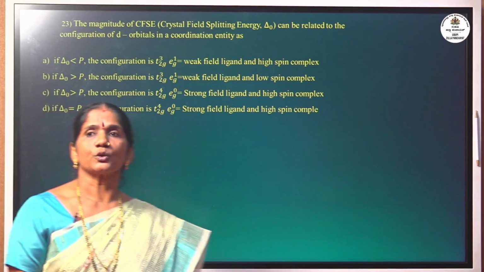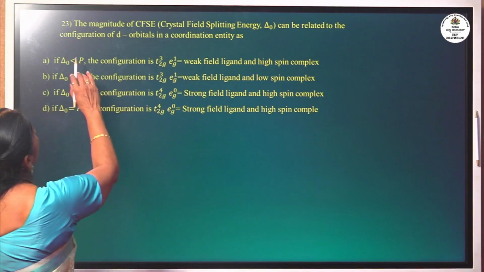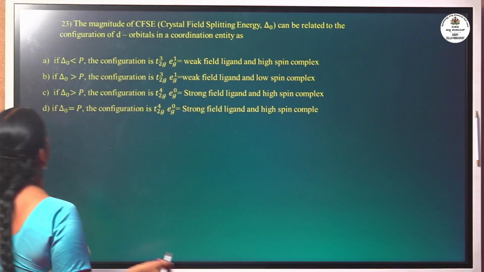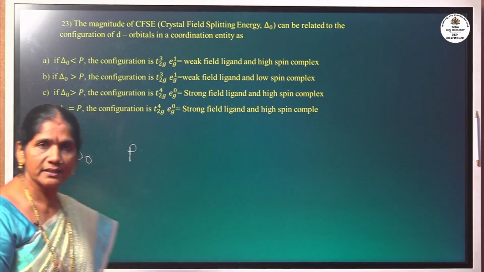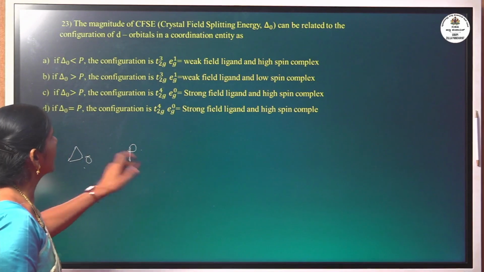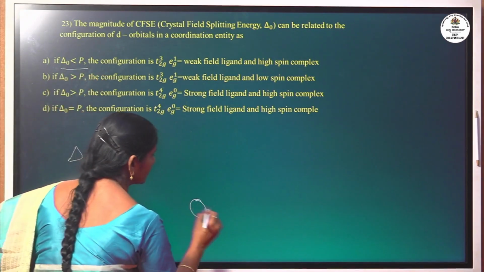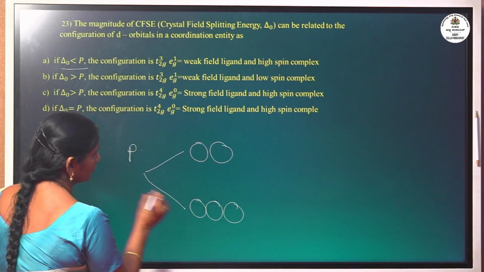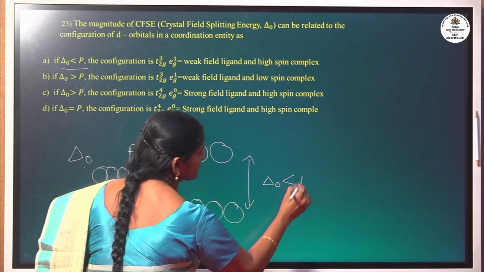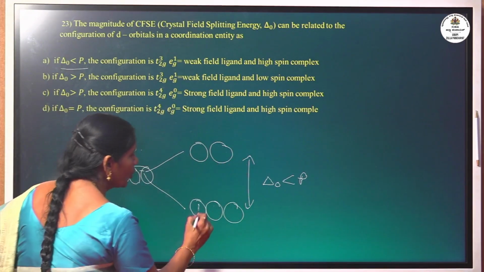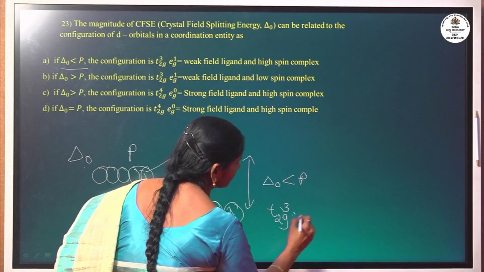Okay. Next question we will see. The magnitude of CFSE, crystal field splitting energy delta O, can be related to the configuration of d orbitals in a coordination entity as. Okay, there are 4 options. In the first, we have 2 energies to consider. Here one is crystal field splitting energy, the other one is pairing energy. So we'll consider the first one. If the splitting energy delta O is lesser than the pairing energy, if the splitting energy is less, the 4th electron will try to go to the eg level, and therefore the configuration will be t2g3 eg1.